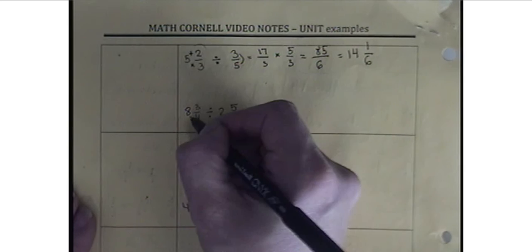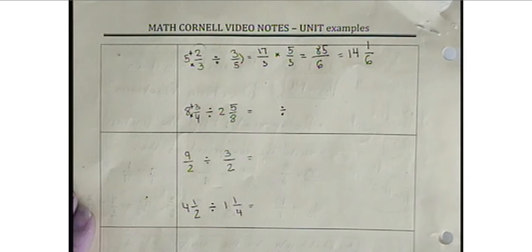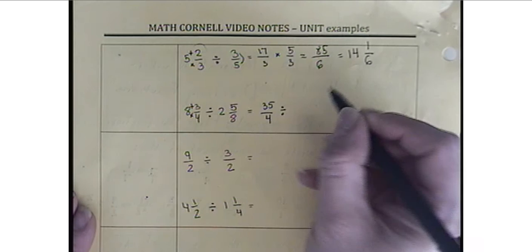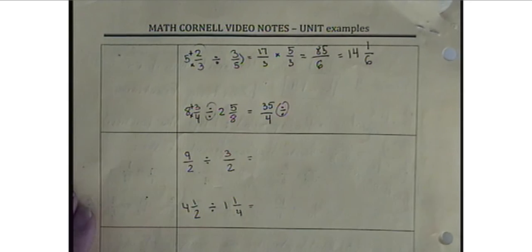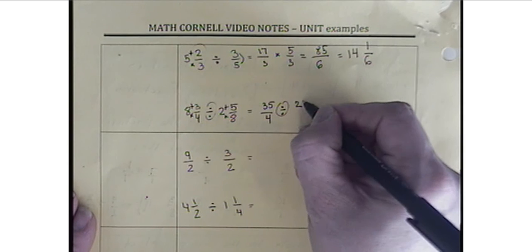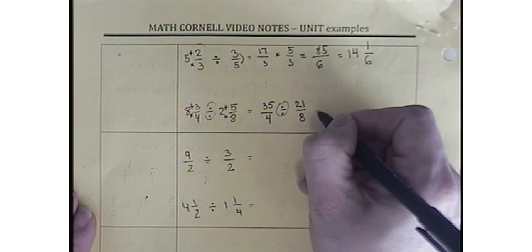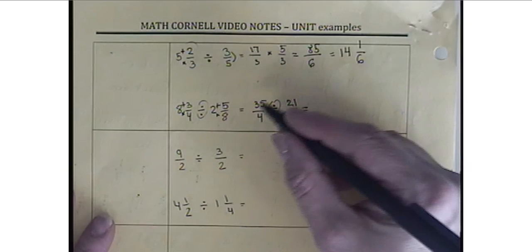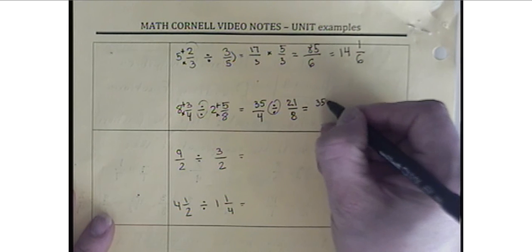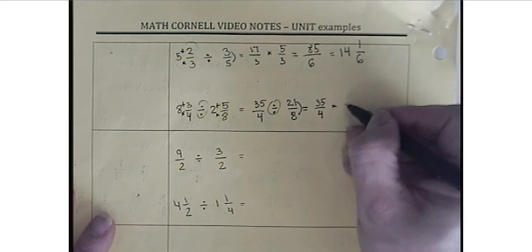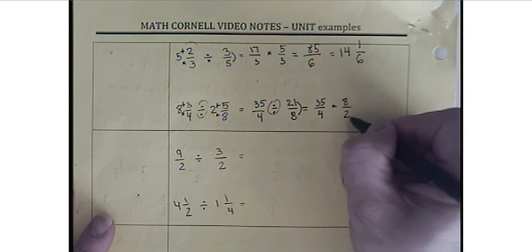So 8 times 4 plus 3. 8 times 4 is 32 plus 3. We have 35 over 4. Now, I keep the sign because I'm not flipping anything yet. So 2 times 8 is 16 plus 5 will give us 21 over 8. Now this will be equal to, so now we're going to change the sign. Copy the first fraction 35 over 4, then times, and also flip the numbers, 8 over 21.